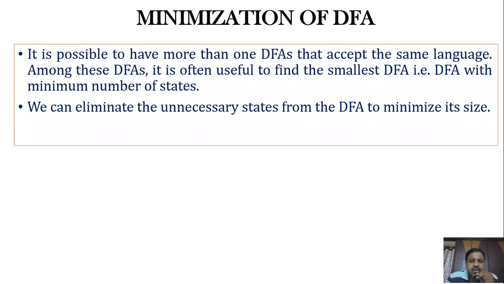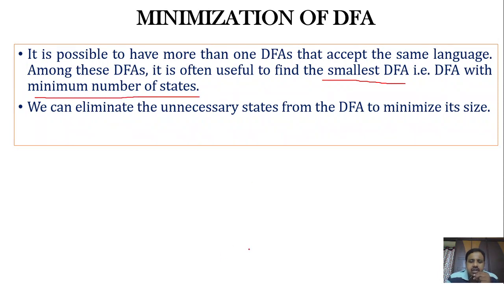Here, if you observe the first point, it is possible to have more than one DFA that accepts the same language. Obviously, it is very much possible to have multiple DFAs that accept the same language. But among these DFAs, it is necessary to find the smallest DFA. So what is the smallest DFA? It is the DFA which has the minimum number of states.